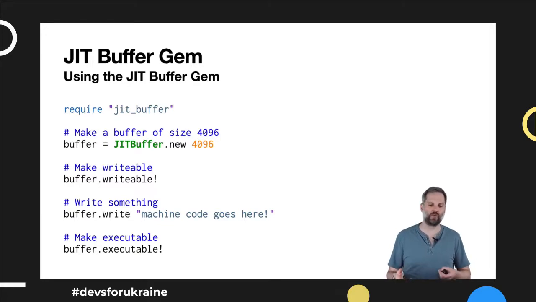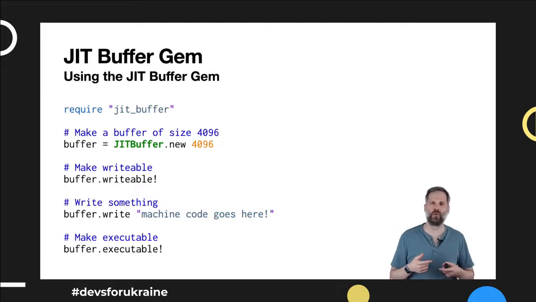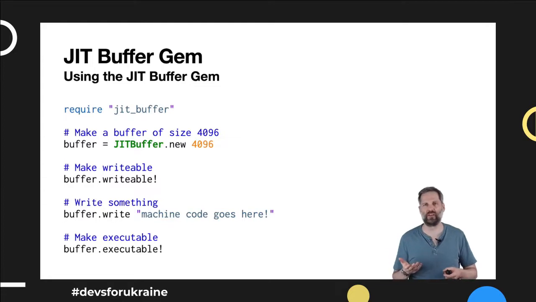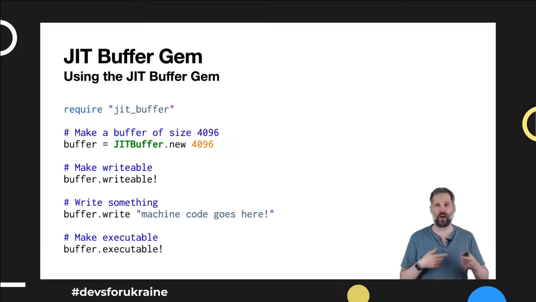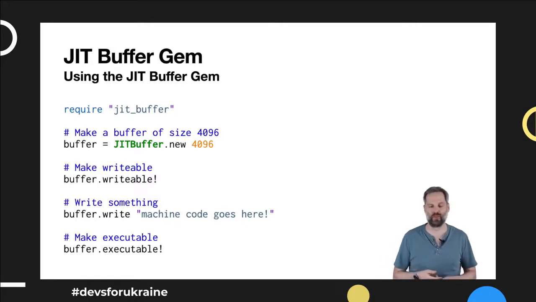The writable and executable methods are kind of weird, but we need those because of system level protections. So macOS and other BSD operating systems won't allow you to have memory be executable and writable at the same time as a security precaution. So you have to be either writable or executable. You can't be both at the same time. So I provided methods for you to toggle between the two.